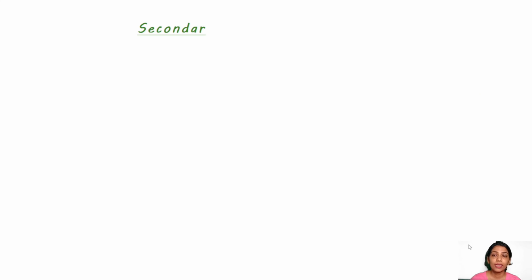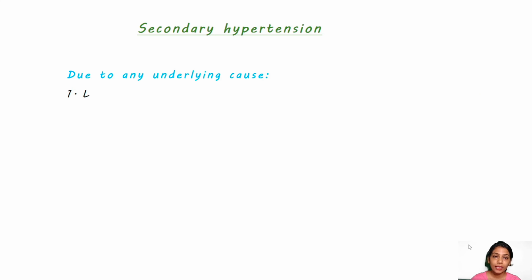Now let us talk about secondary hypertension. Unlike primary, secondary hypertension happens as a result of another problem in the body. A common cause is low renal blood flow. That means reduced blood supply to the kidneys. When the kidneys are having less blood flow, it triggers a mechanism, for example the renin-angiotensin mechanism, that will raise blood pressure.